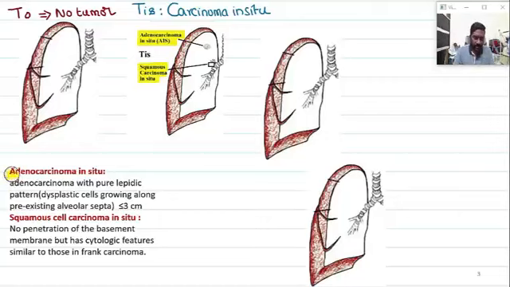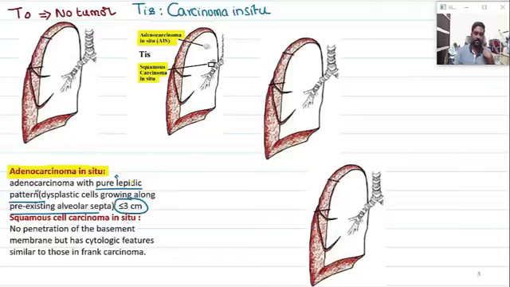Then what is this adenocarcinoma in situ? You should have come across this in your pathology. It is an adenocarcinoma with pure lepidic pattern. This term is also very important. It means there will be some abnormal dysplastic cells growing across the pre-existing alveolar septa. It is not going to invade that area completely. It is going to only proliferate along the alveolar septa, and the size of the tumor is generally less than or equal to 3 centimeters.